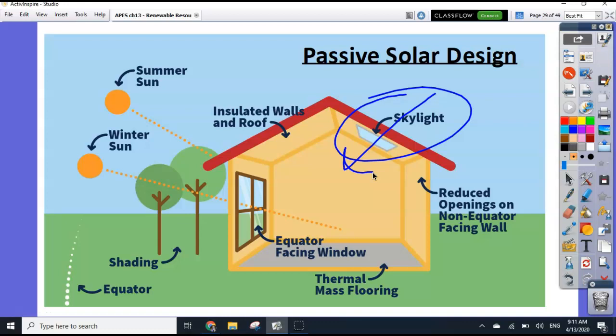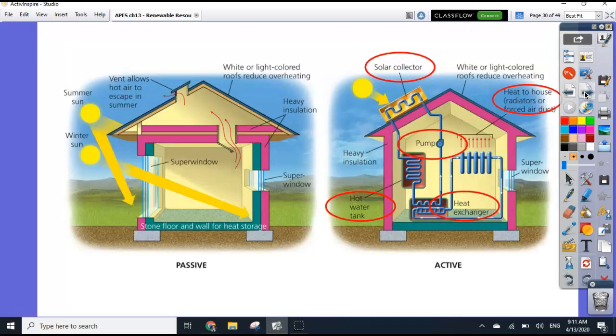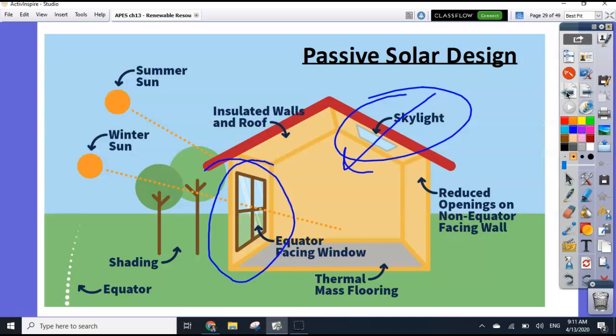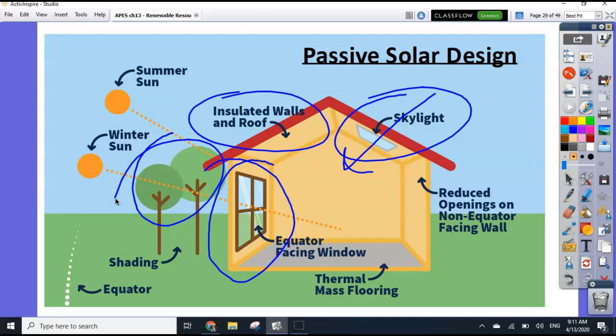So they're also talking about an equator facing window. So a window that faces the equator, and that's because you're going to get the most amount of sun based on how the earth orbits the sun. We want to make sure that we have a lot of insulation. You'll see that sometimes they'll have trees to help shade it and keep it cool. So that's going to reduce AC costs in the summer.